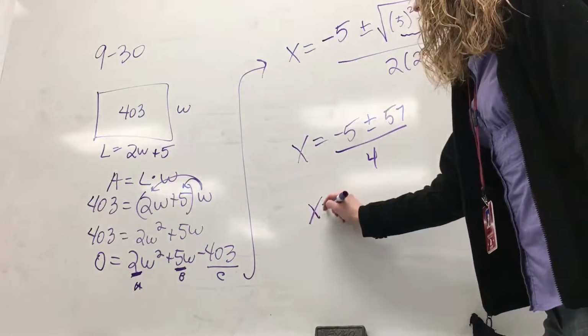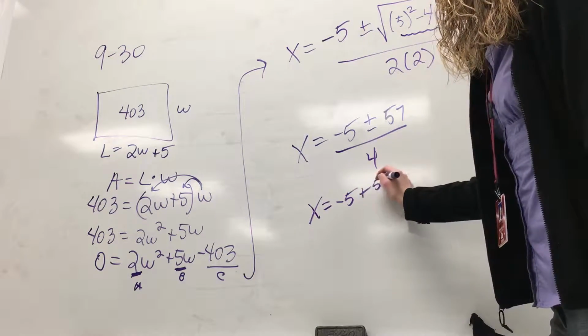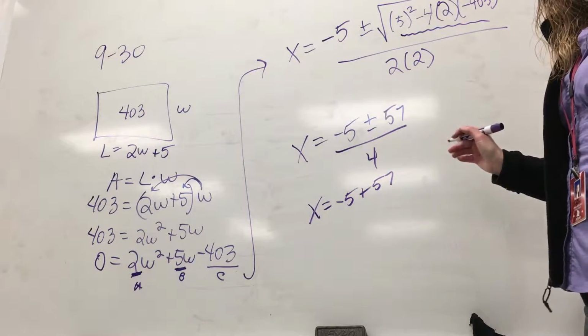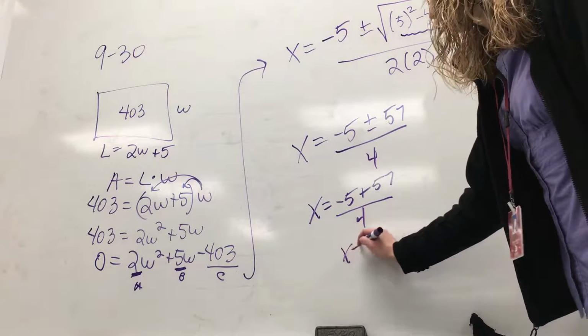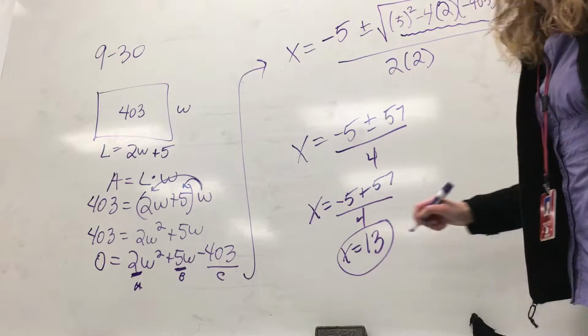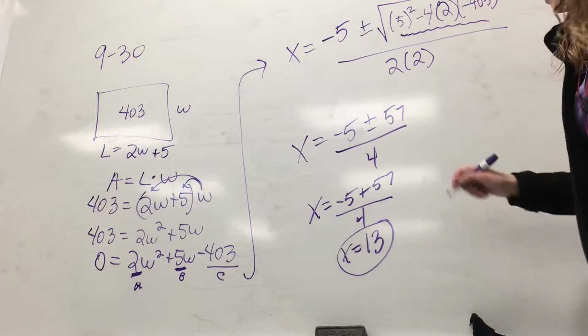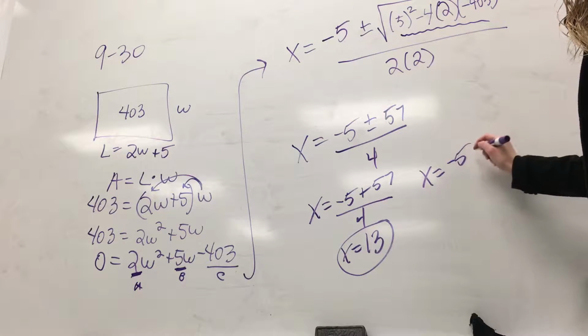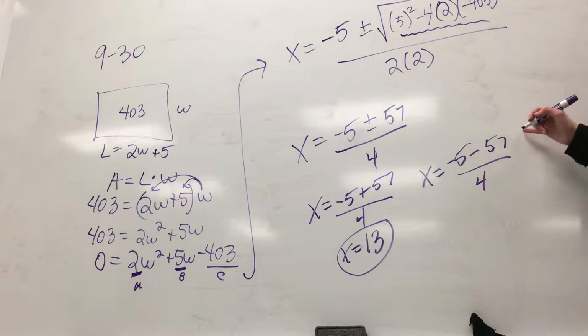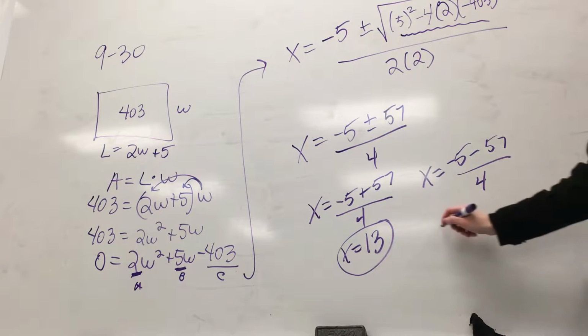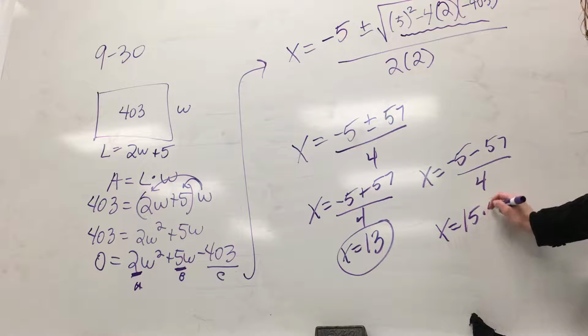So I'm going to have X equals negative 5 plus 57. Type that in first, and then divide it by 4. And that answer should give you 13. Right? Or you do this minus sign. So X equals negative 5 minus 57. And then you divide that by 4. Hit enter first after this top part, then divide it by 4. You get X equals negative 15.5.